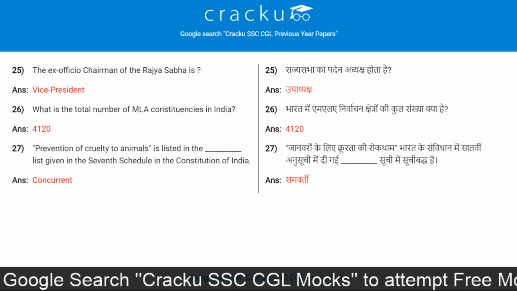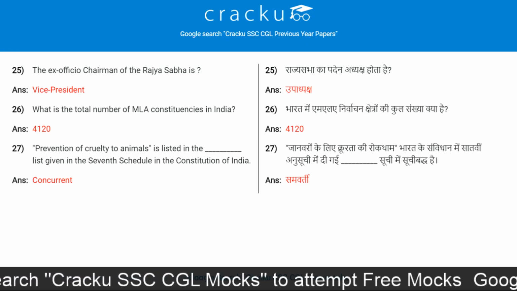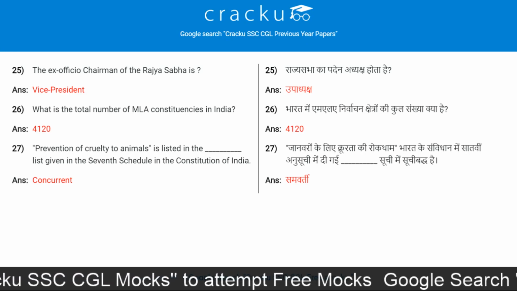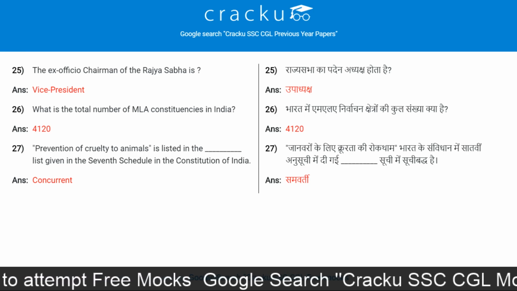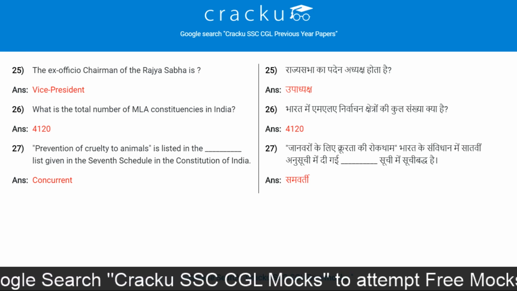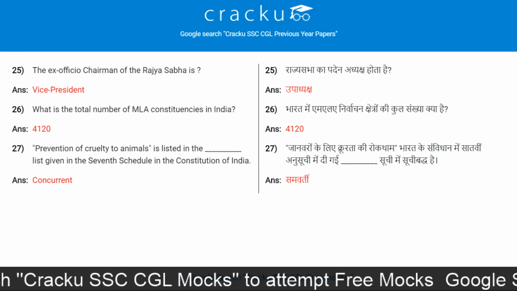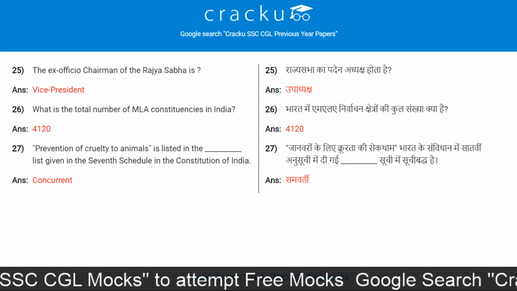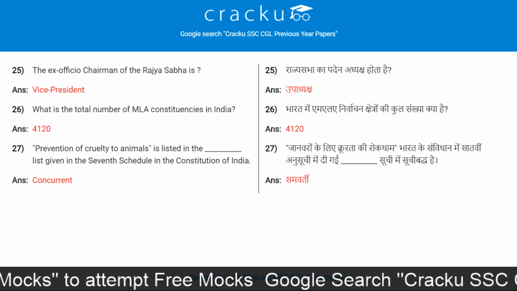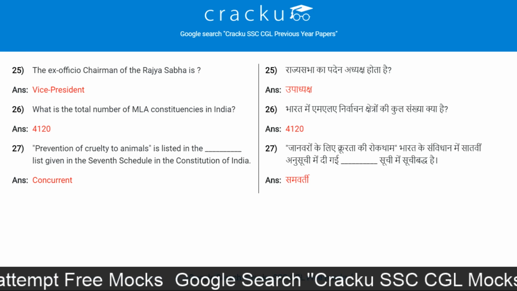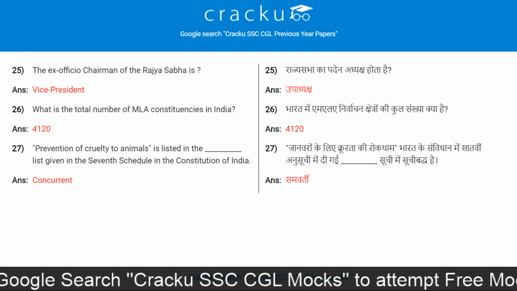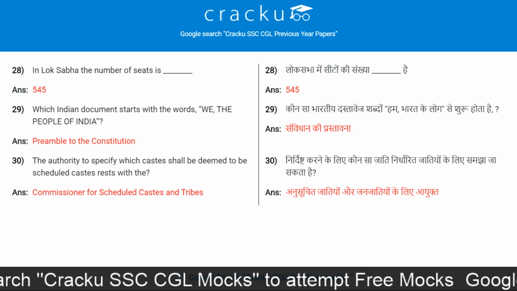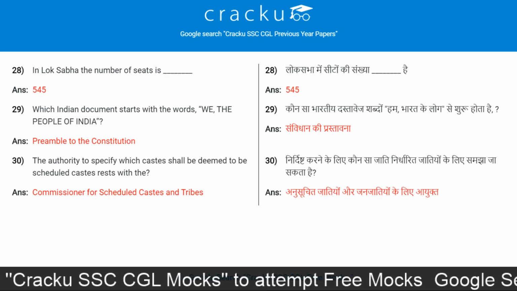What is the total number of MLA constituencies in India? 4,120. Prevention of cruelty to animals is listed in the dash list given in the 7th schedule in the Constitution of India. Concurrent. In Lok Sabha, the number of seats is 545.